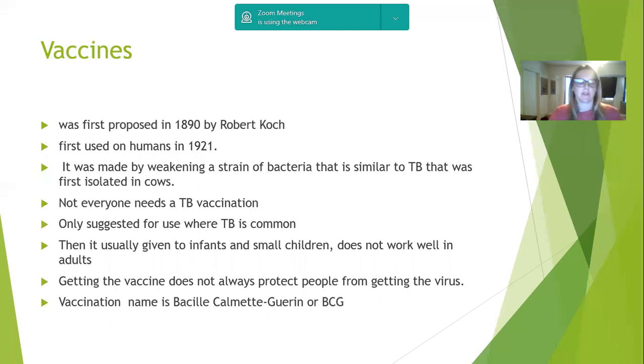Vaccines. Vaccines were first proposed in the year 1890 by Robert Koch. It was first used on humans in the year 1921. It was made by weakening a strain of bacteria that is similar to TB that was first isolated in cows.